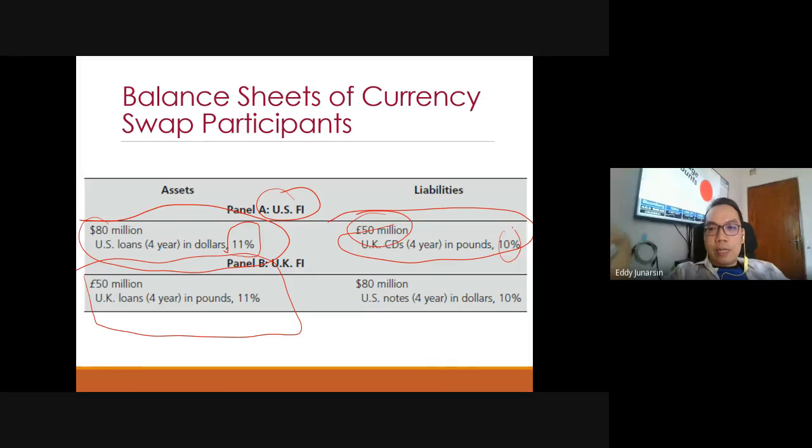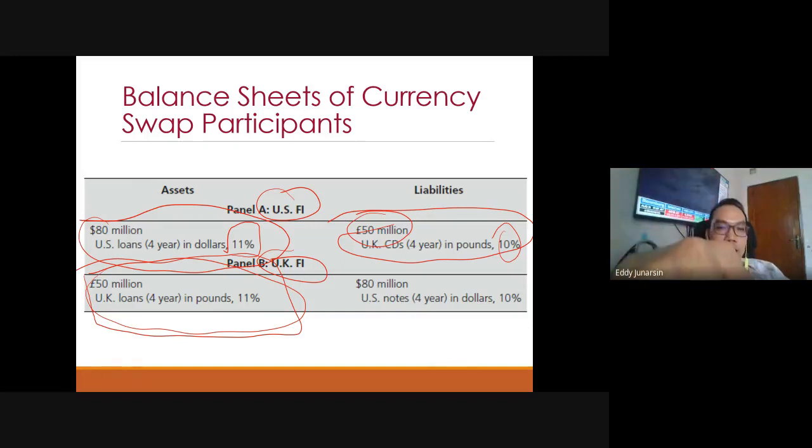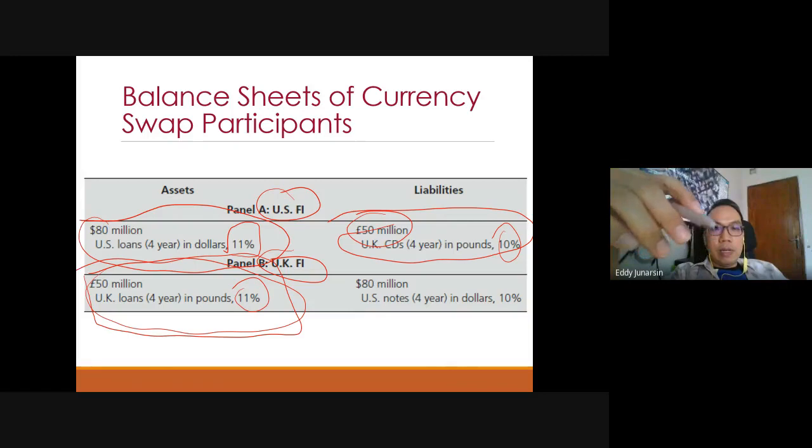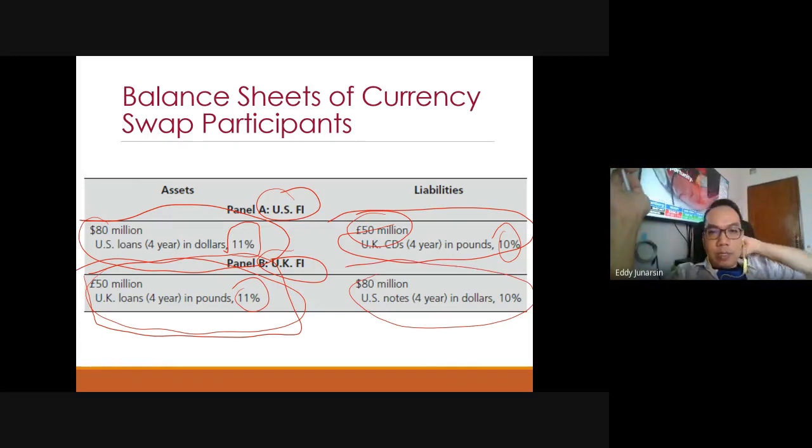And the interest rate or liability rate is about 10%. On the other hand, we have a UK financial institution, making money in the UK, with assets expected to be 50 million pounds. And they will enjoy 11%. This is an easy example. They have no difference in the lending rate between the United States and the UK. But on the other hand, they finance their assets using 18 million US dollars, and the interest rate is about 10%.